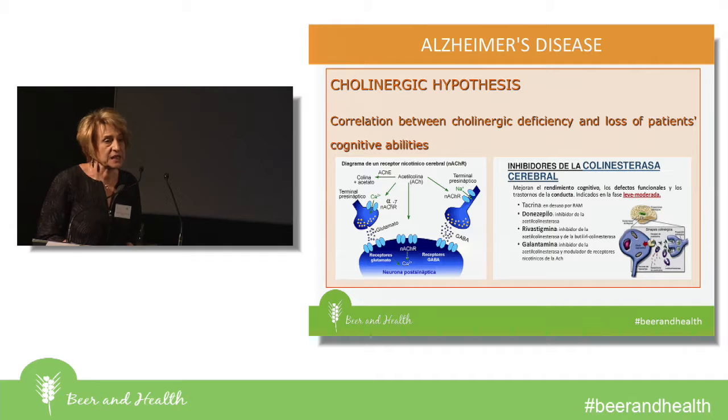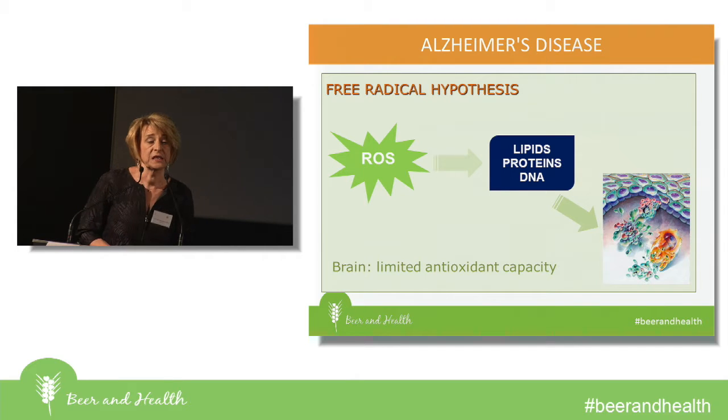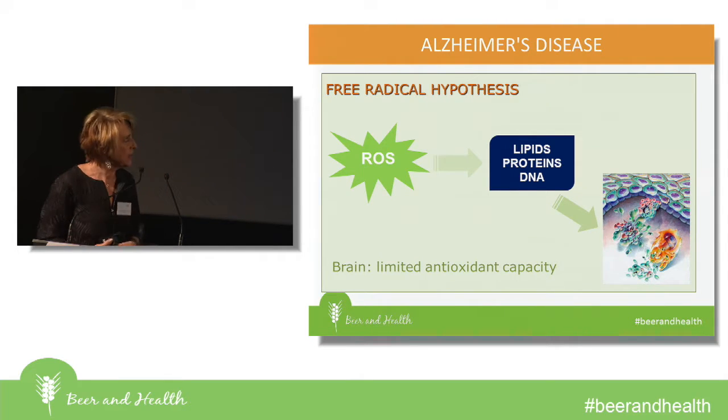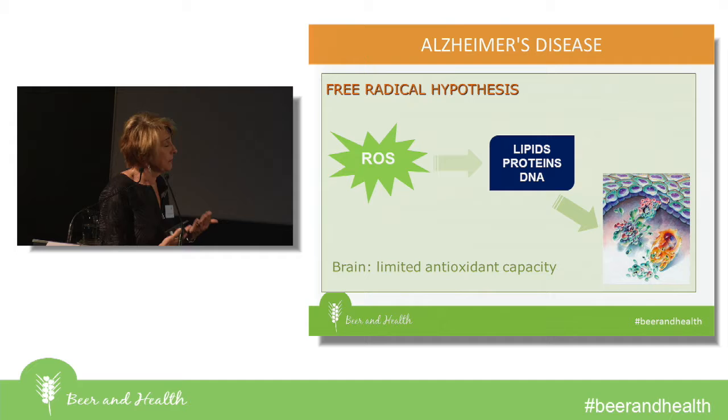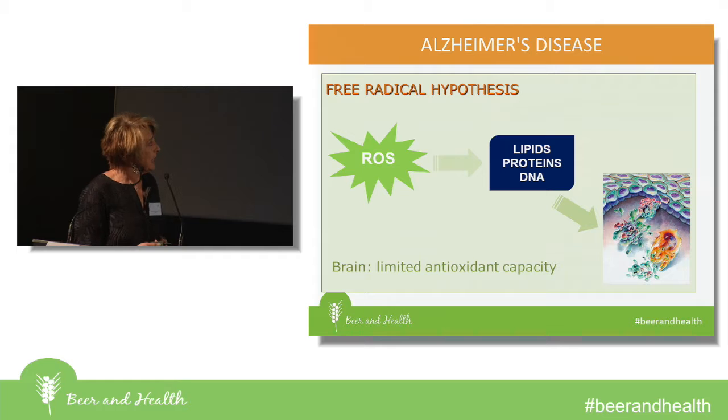Then we also have another hypothesis, the cholinergic hypothesis, which establishes a correlation between cholinergic deficiency and the loss of patients' cognitive abilities. We have different medicines available in order to improve the patient's capacities, and they are cholinergic medicines or drugs. We also have other hypotheses that are trying to analyze the different phenomena that take place in these patients. And one of these phenomena is the free radical hypothesis.